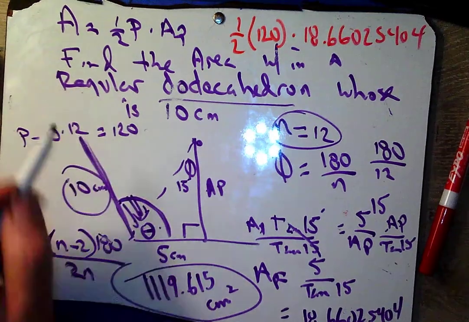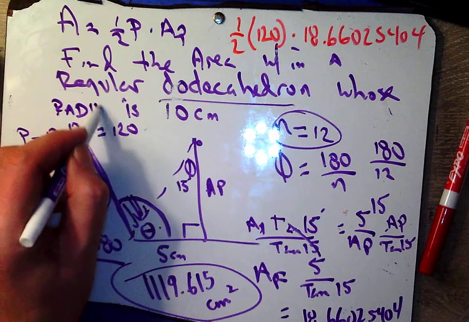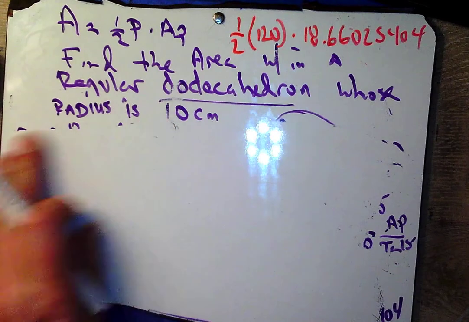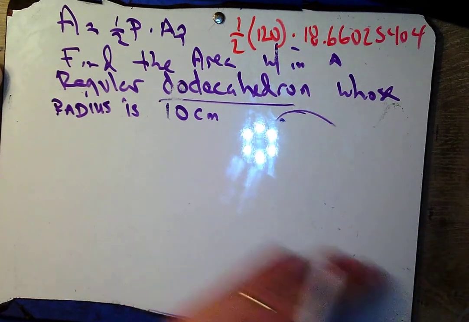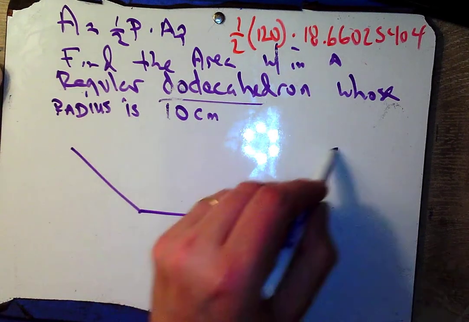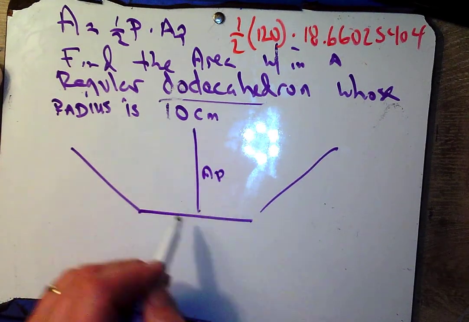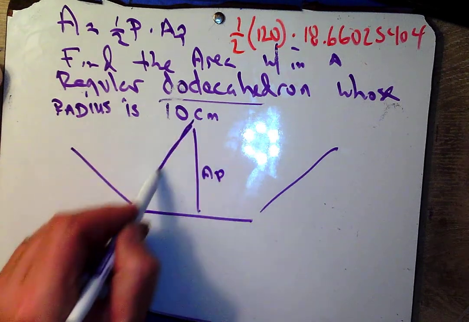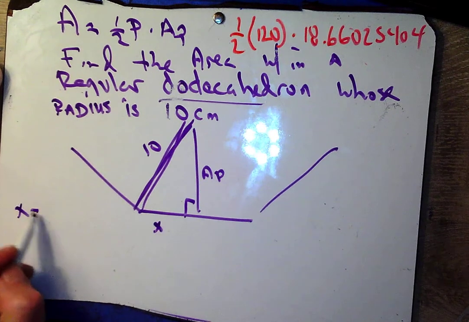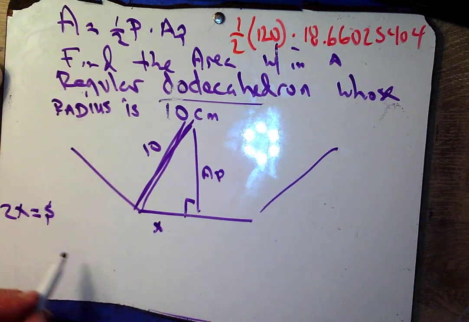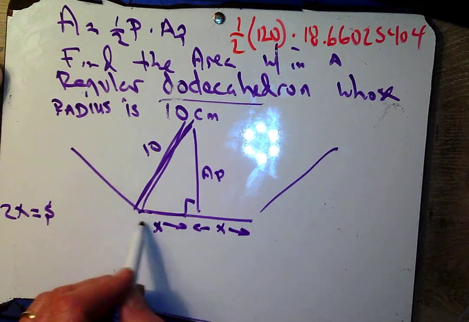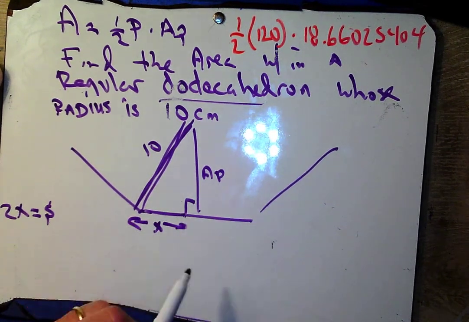It said whose radius is 10. So let me erase this, and you can recalculate. So here's our apothem, and here's our radius of 10. X is half the side length, so keep that in mind. There would be an X here and an X here, but really I'm aiming for 1.